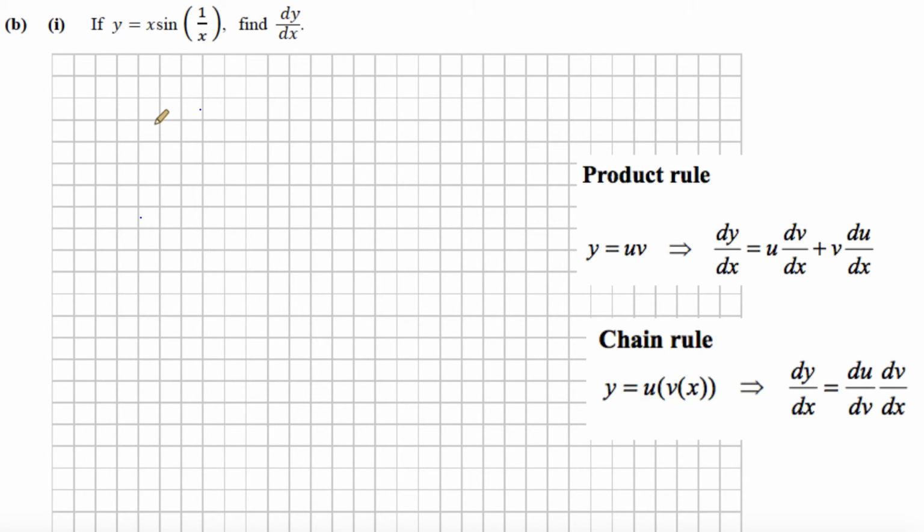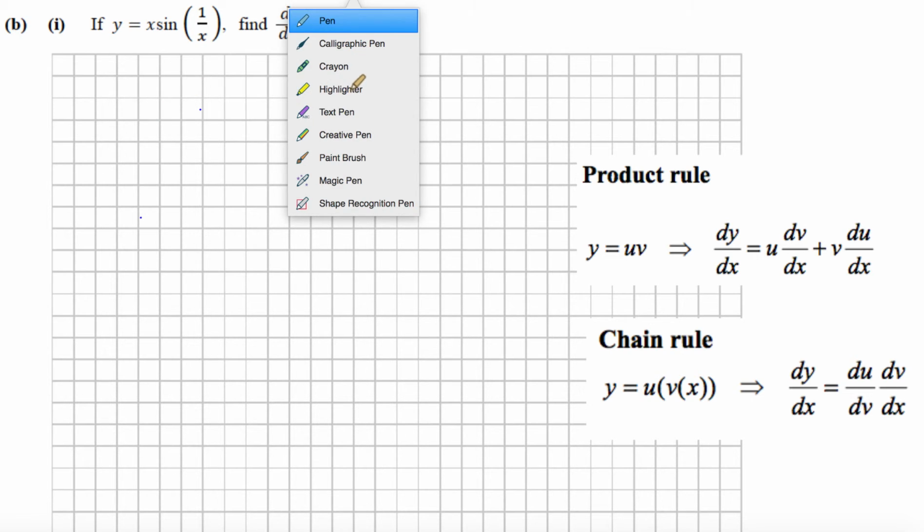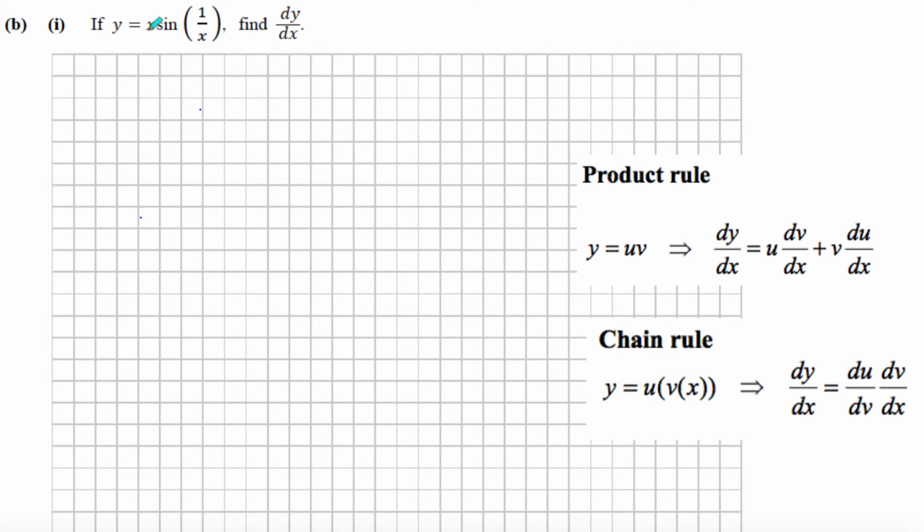Okay, part B, 1. If y is equal to x sine of 1 over x, find dy by dx. So we have to differentiate this. Okay, so we can see here that this is one function multiplied by another function of x. So it's going to be the product rule. Okay, so you've got a function u and another function v. So we're going to use that product rule.